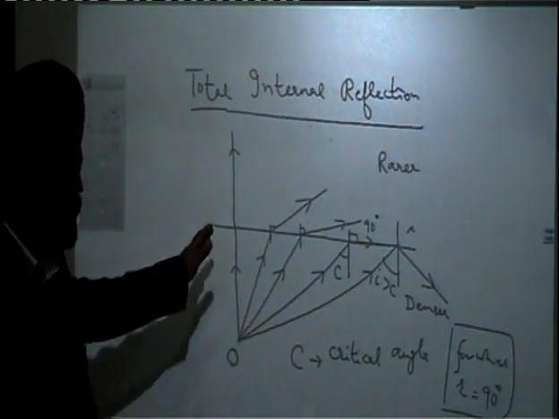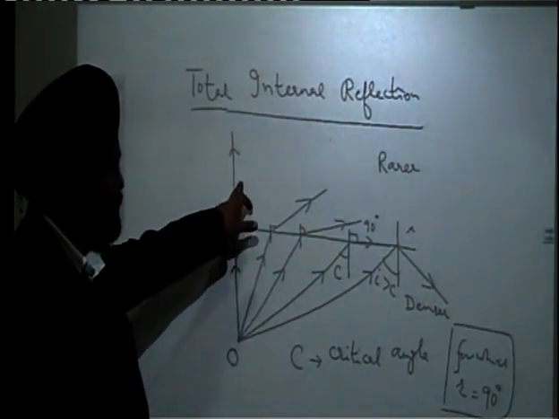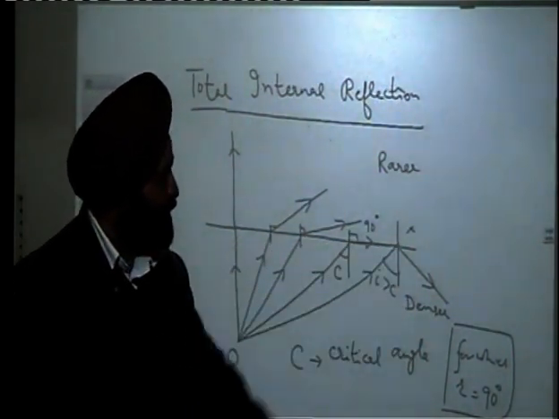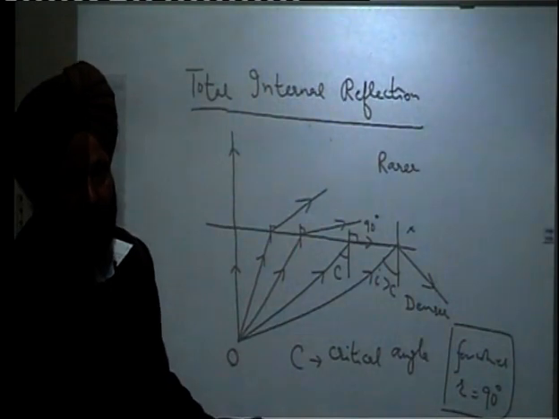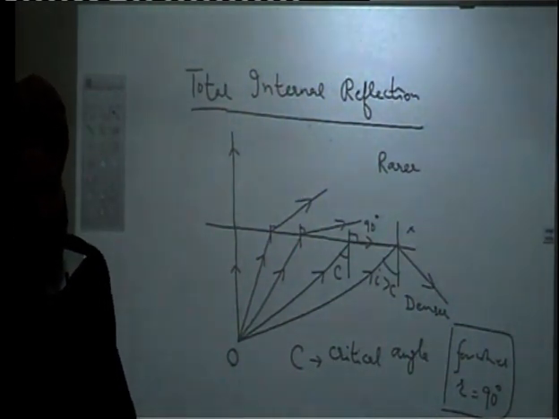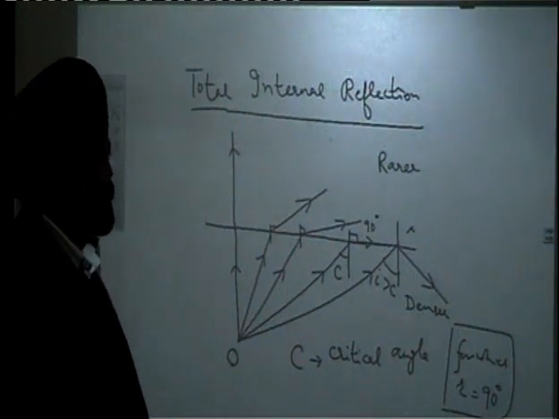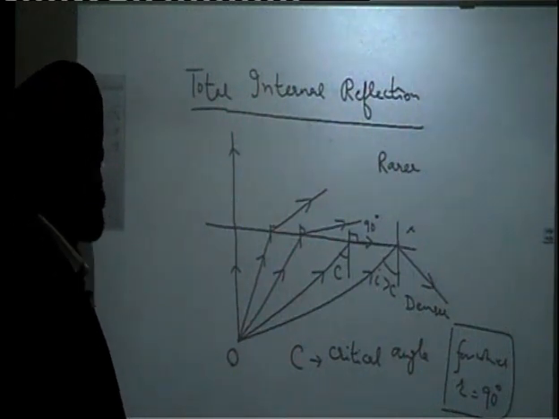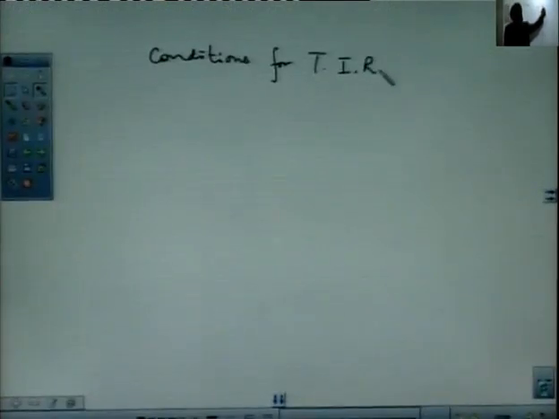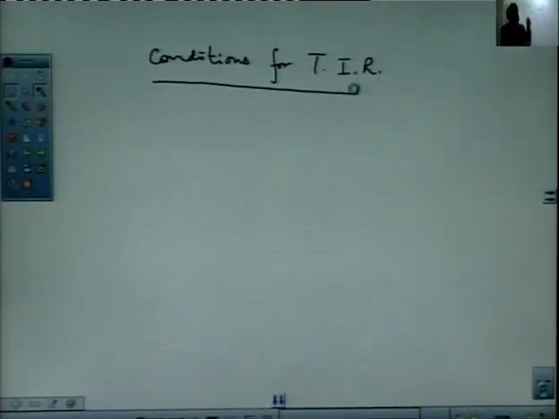So, this was refraction, refraction, refraction, but after that the ray of light is coming back to the same medium and the phenomenon is becoming reflection. So, this phenomenon is called total internal reflection. What are the two important conditions for total internal reflection? These two conditions are very important.